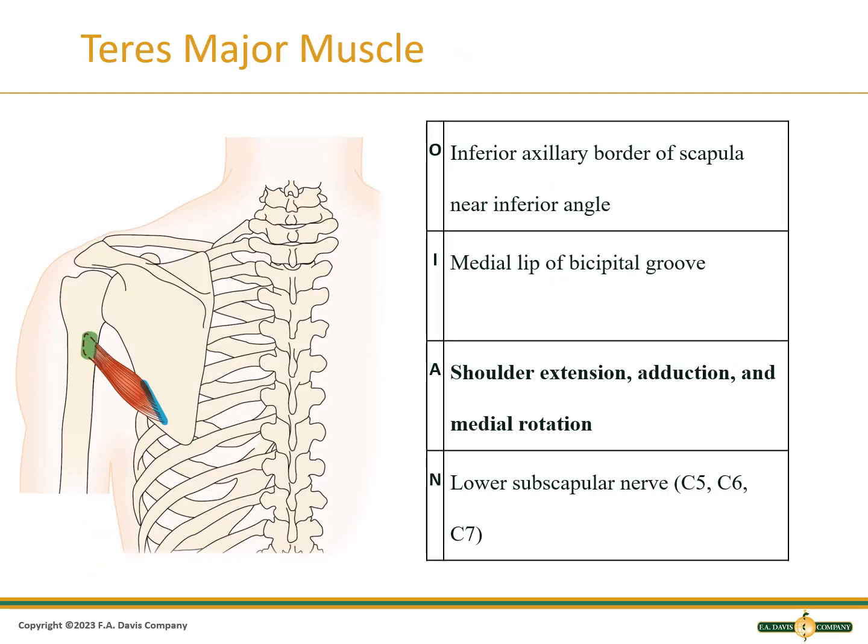Running deep to the lats, we have teres major, which is an inferior muscle of the shoulder. It originates from the inferior axillary border of the scapula near the inferior angle to insert on the medial lip of the bicipital groove. So it has that kind of upward line of pull, causing shoulder extension, adduction, and medial rotation, similar to what our lats cause, but our lats are a bigger contributor to those motions. And it is innervated by the lower subscapular nerve.